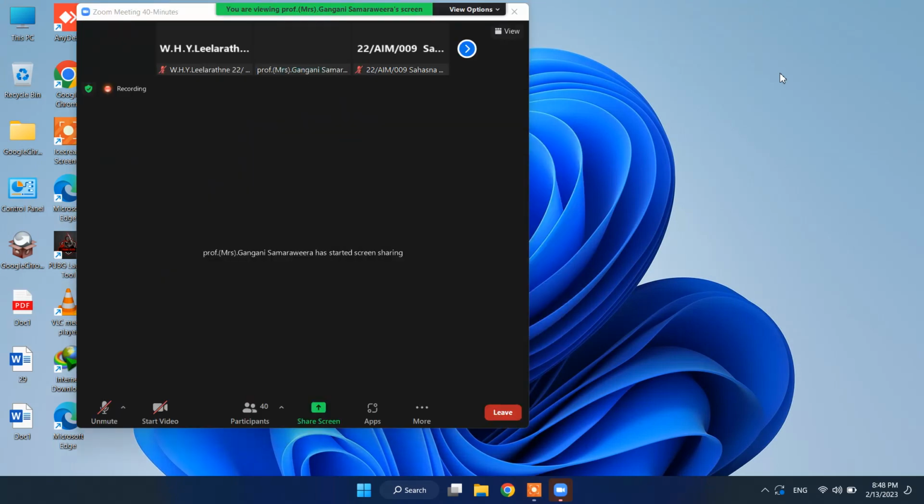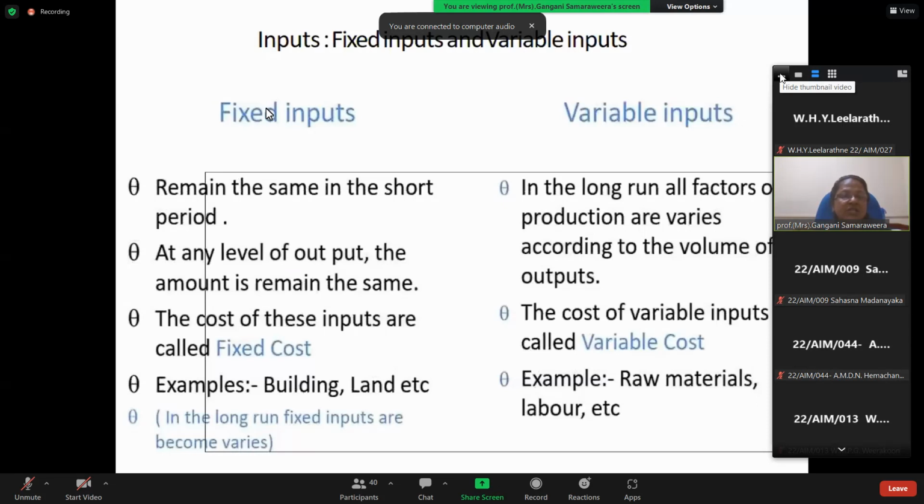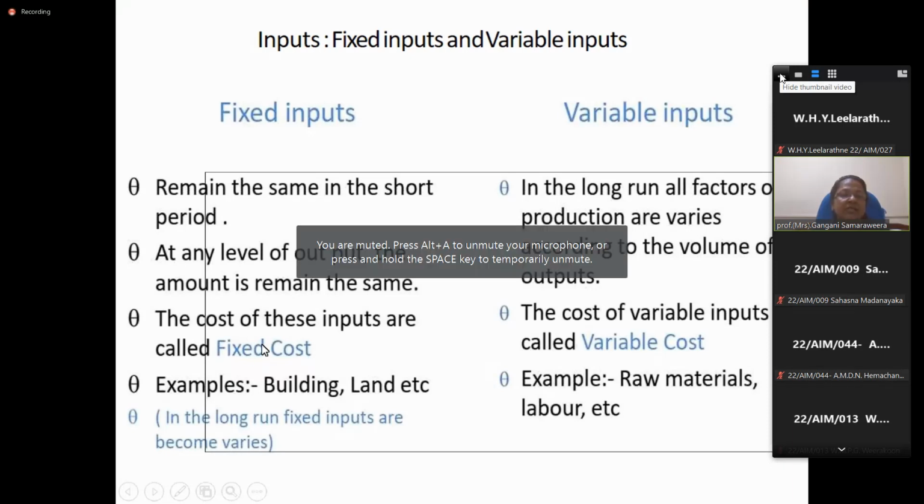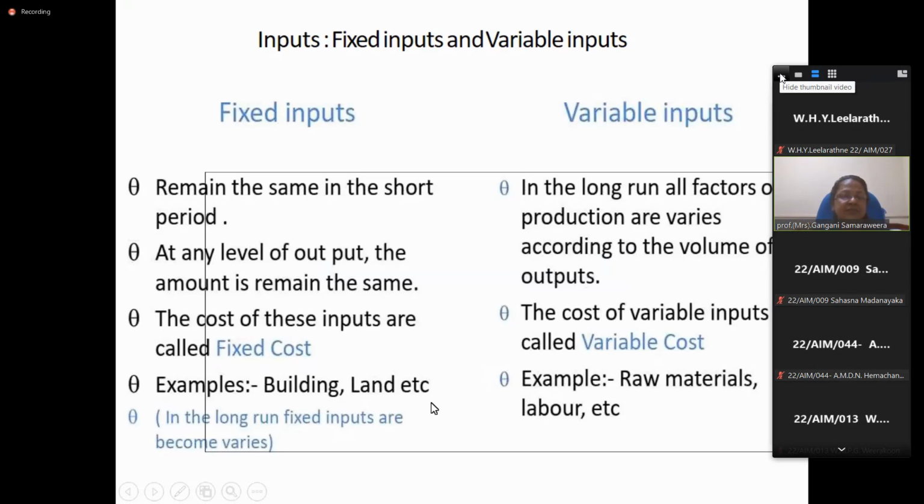The cost of taking this machine, taking this land, taking this building, that cost is called fixed cost. So examples, buildings, lands. But you need to remember, in the short run fixed inputs are fixed, but in the long run fixed inputs become variable, because with time machines and all get depreciated. Lands also decrease in value. So we have to consider fixed inputs during a short period of time.